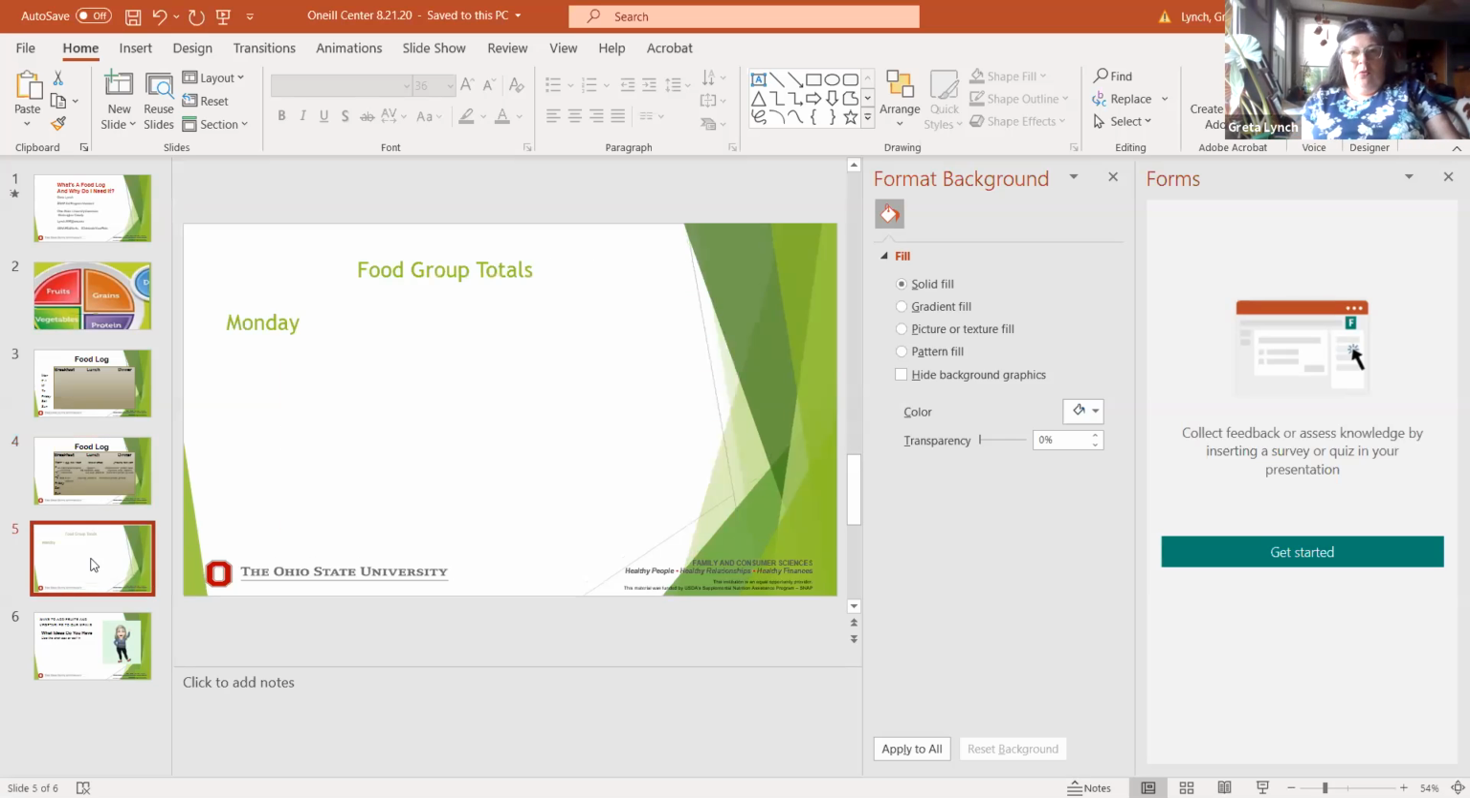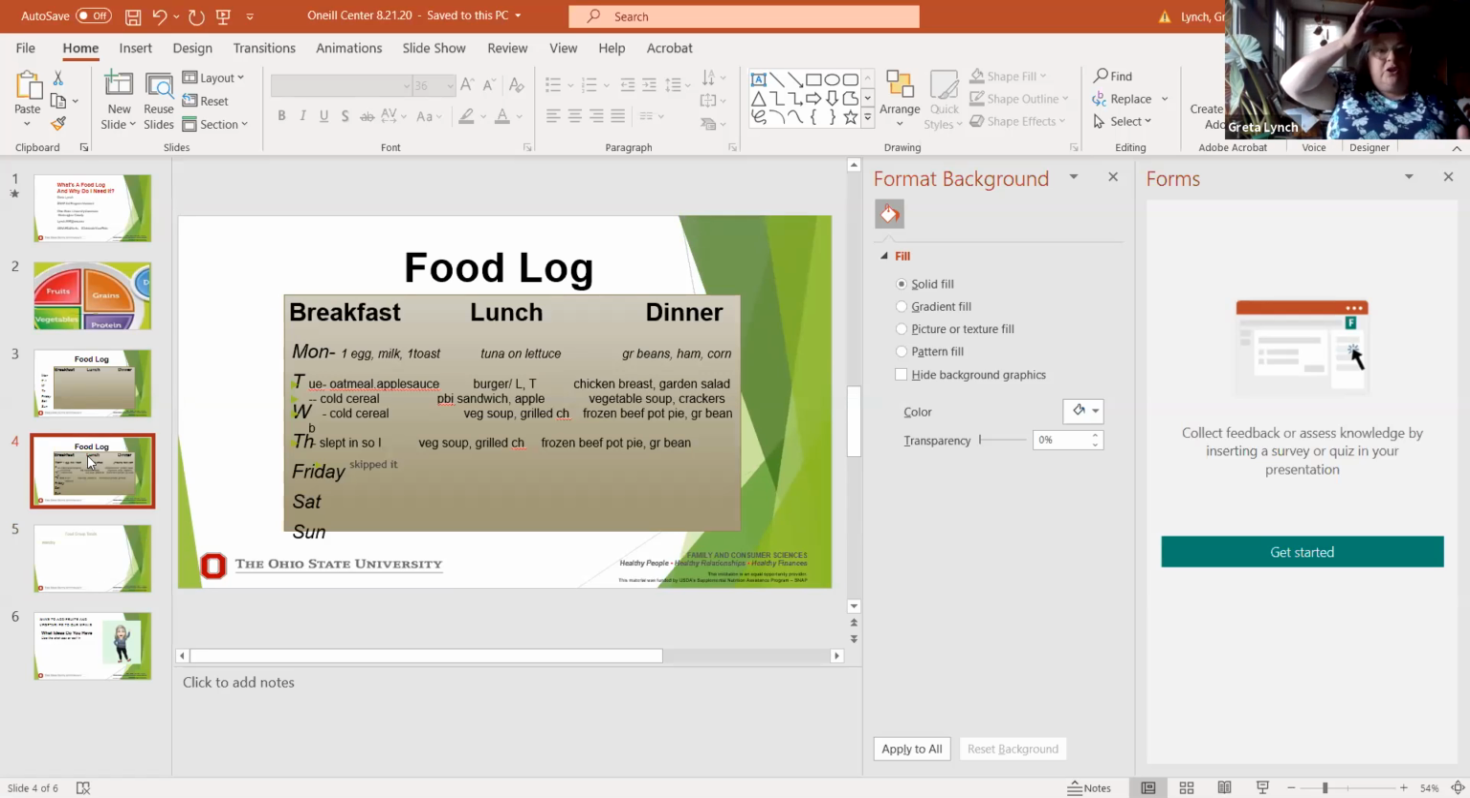Okay, so on Monday I looked at that. For lunch, I had that tuna on lettuce. Again, I had some protein and a serving of a vegetable. And at dinner time, I had a serving of vegetable. I had some ham, so that's protein. And my corn, now I could count corn as a starch if I were diabetic, for example, or I could count it as another vegetable.